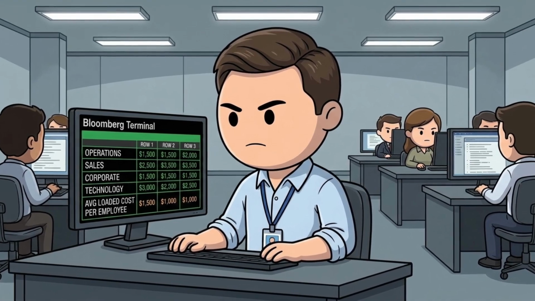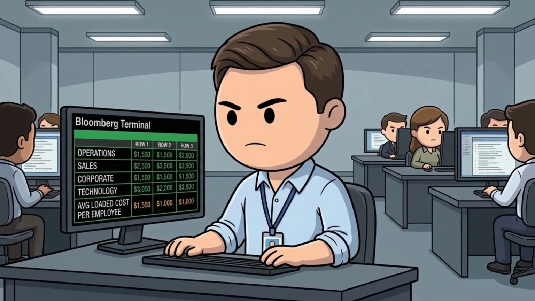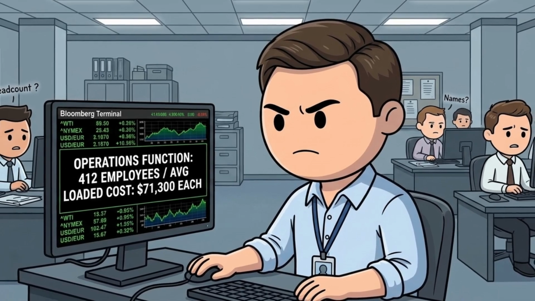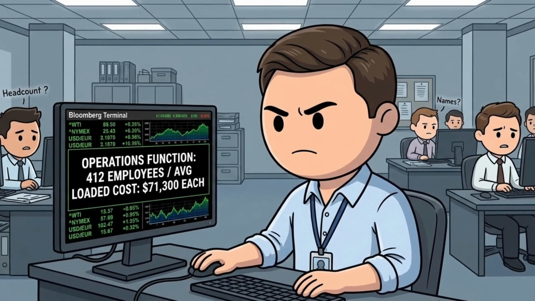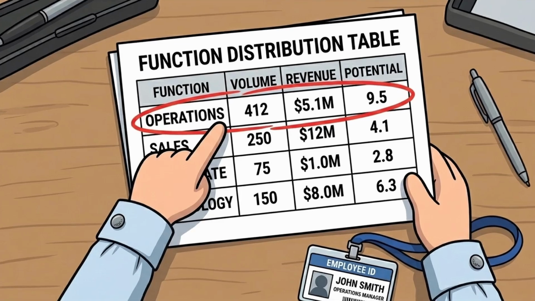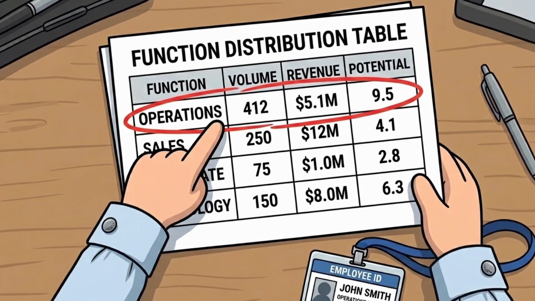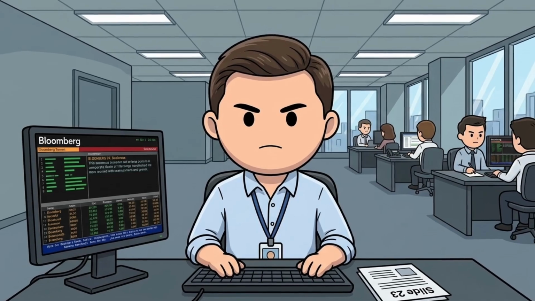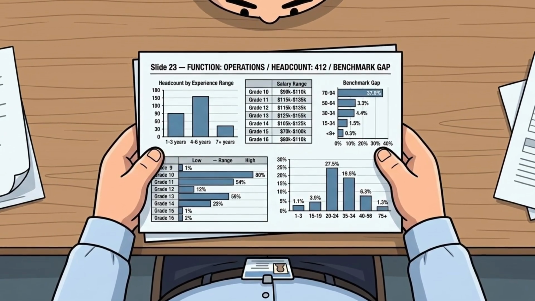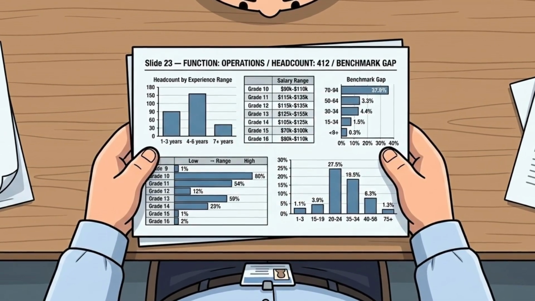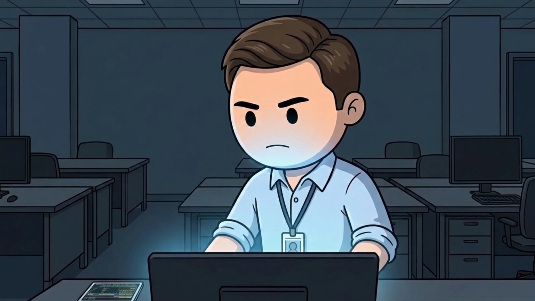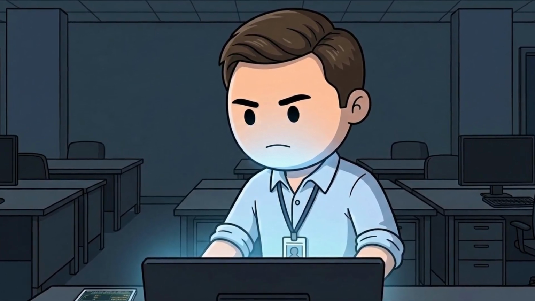You know the function distribution. Operations, sales, corporate technology, and the average fully loaded cost per employee in each function. You know that the operations function, at 412 employees with an average loaded cost of $71,300 each, is the function with the highest optimization potential relative to industry benchmarks. You know this because you built slide 23. Slide 23 does not have a list of names. It has a function, a headcount, a benchmark, and a gap. The gap is the workforce optimization opportunity. The opportunity is 412 people, none of whom know their function is on slide 23.